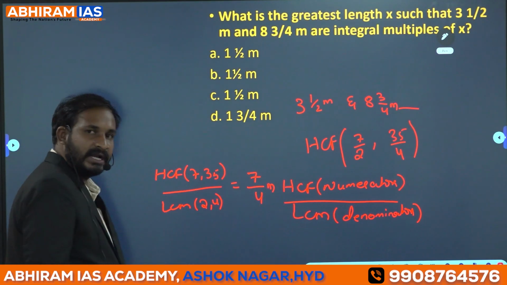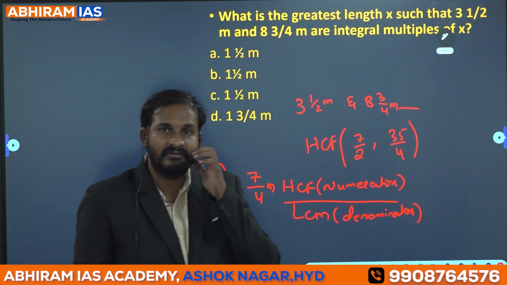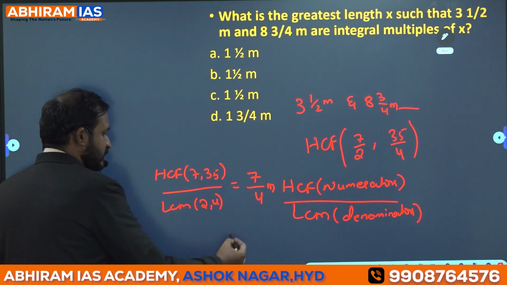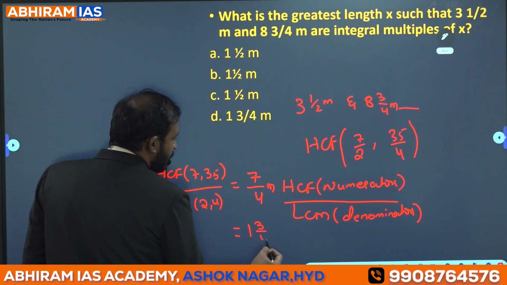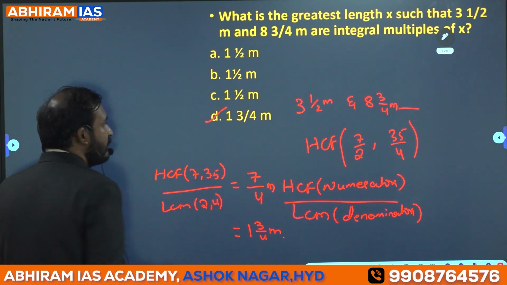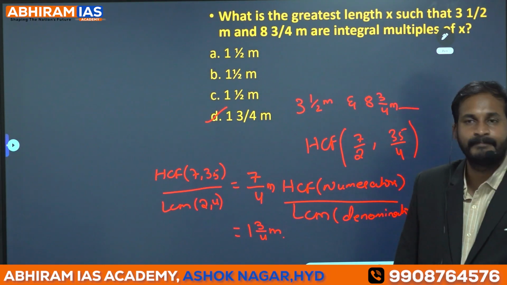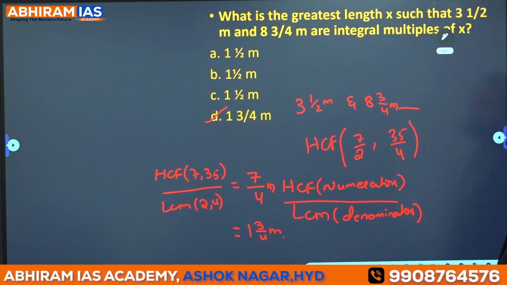Already I discussed many times, we never write our answer as an improper fraction. Definitely we need to write it as a mixed fraction. So it will become 1 3/4 meters. 1 3/4 meters will be our final answer in this case. Understood? Right. We will move to the next one.